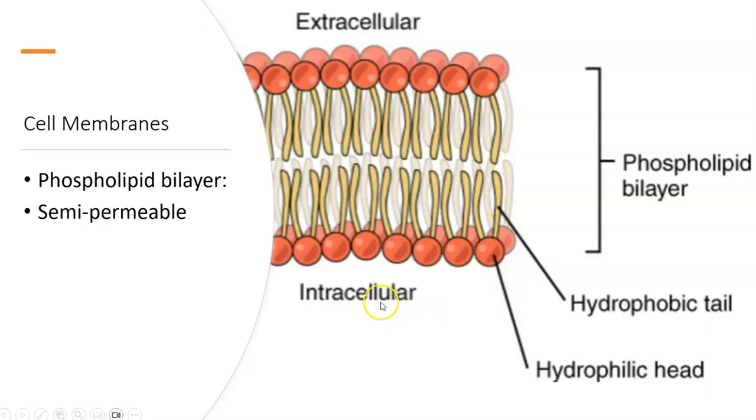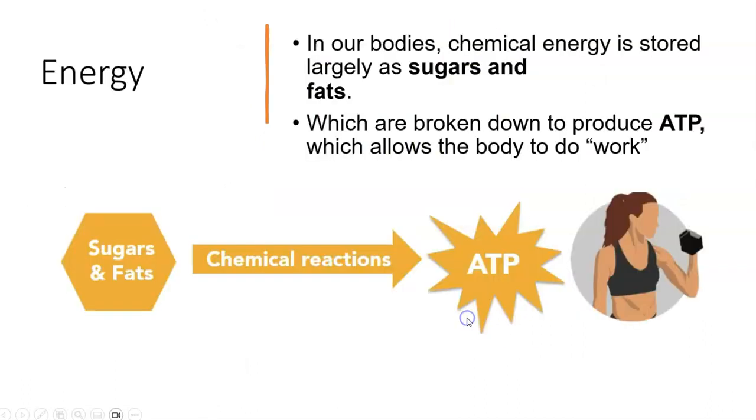So inside the cell, intracellular, that is going to be the interior, which is wet, more or less. And then the outside is also going to be wet. So these tails are hiding from that wet environment. So keep that in mind.